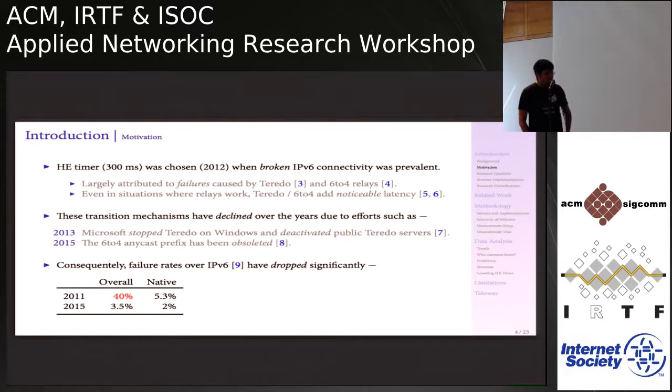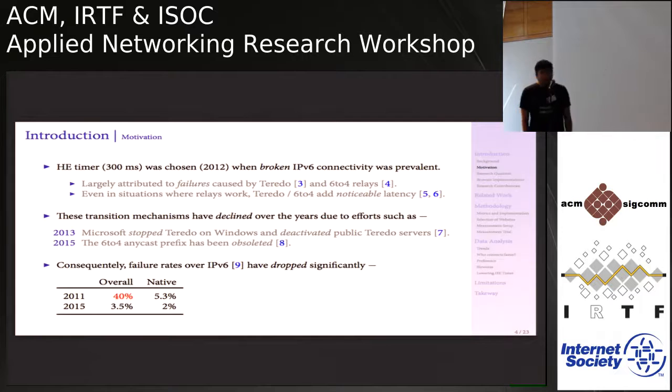But we have seen over the years, and we are in 2016 now, that these transitioning mechanisms have slowly declined due to efforts made by the v6 operations community. If you remember, Microsoft was a huge proponent of Teredo, and Teredo was turned on by default on Windows client machines. They used it in the Xbox product as well. In 2013, Chris Palmer announced that they will stop Teredo, and they publicly deactivated Teredo servers. And last year, an RFC was published obsoleting the 6to4 anycast prefix, so the recommendation is for future products to not use 6to4.